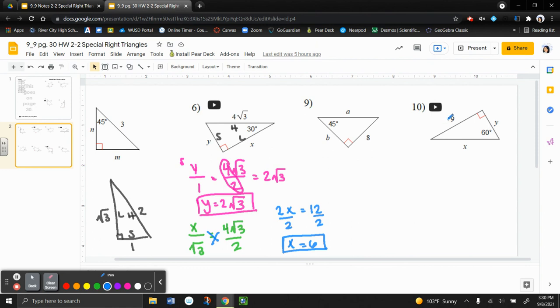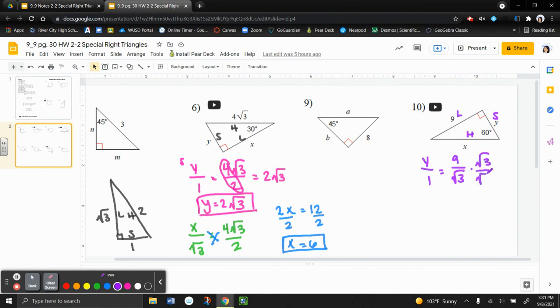All right, I'm going to jump over to number 10, since this is also a 30, 60, 90 triangle. I'm going to label this is the short side, this is the long side, this is the hypotenuse. And we're just going to match up again using our basic 30, 60, 90 triangle. So I'm going to solve for y. So y over 1, short over short, is equal to long over long, 9 over the square root of 3. No need to cross multiply since y over 1 is just y, but we do need to rationalize.